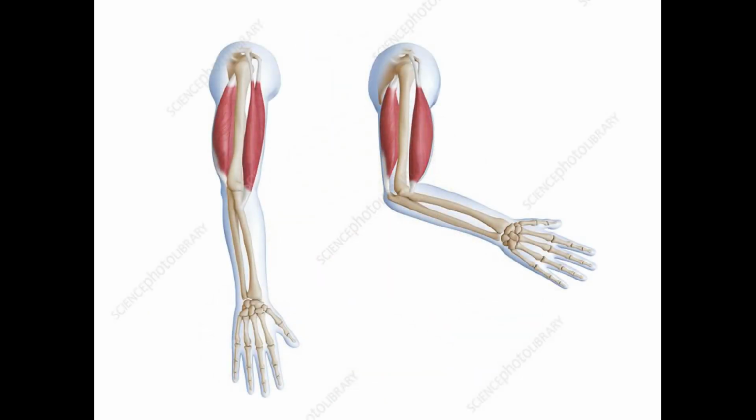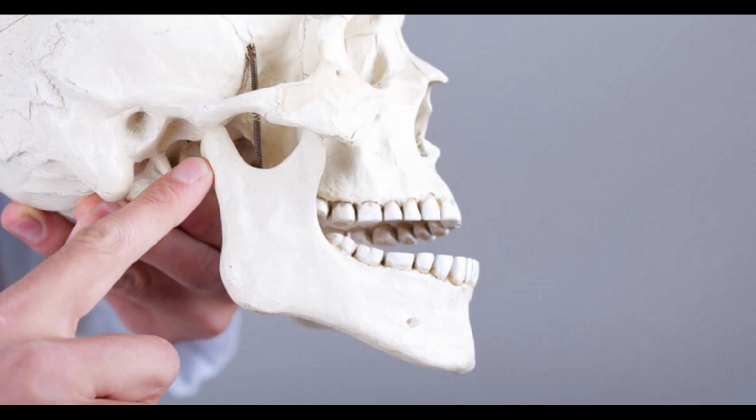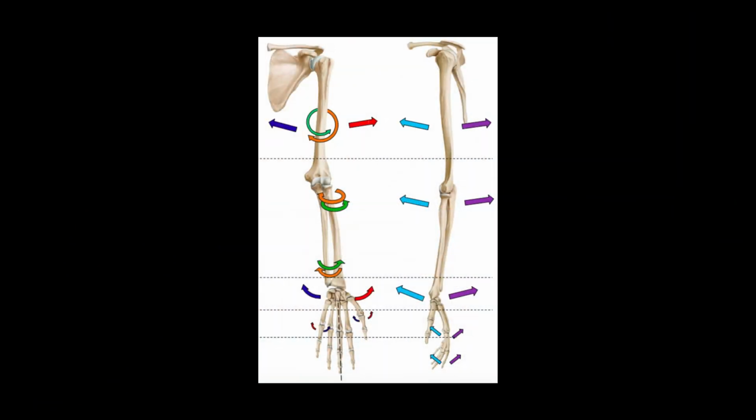In a movable joint, the bones are joined and allow movement. Example, the jawbone is joined to the rest of the skull. The joint is a movable joint. There are different types of movable joints.